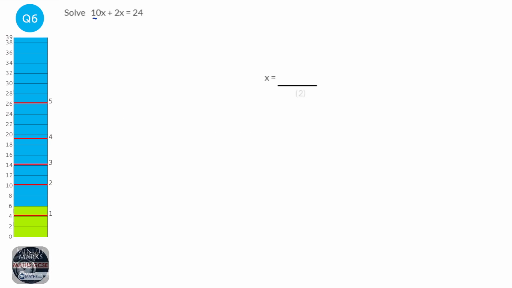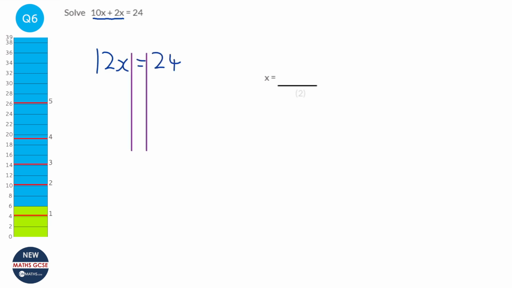So we've got 10x plus 2x. Now 10x plus 2x are like terms, so we can just add them together to make 12x. And we've got that equal to 24. Let's put in our solve lines. Now that 12 before the x is a times 12. So to get rid of it, we do the opposite, which is divide both sides by 12. And so we've got x on the left-hand side and 24 divided by 12, which is 2. So our answer is x equals 2.